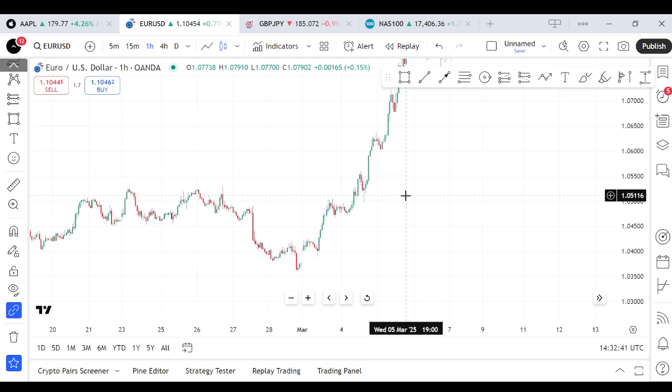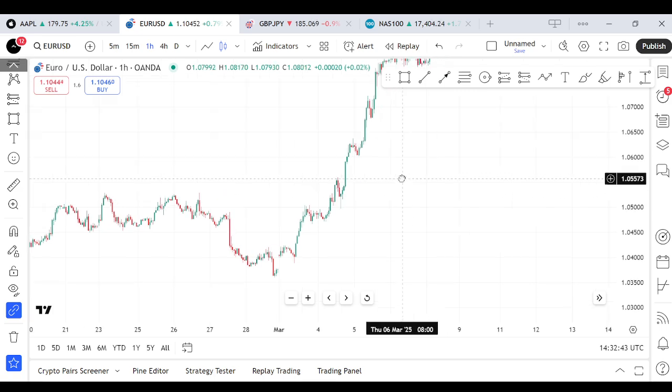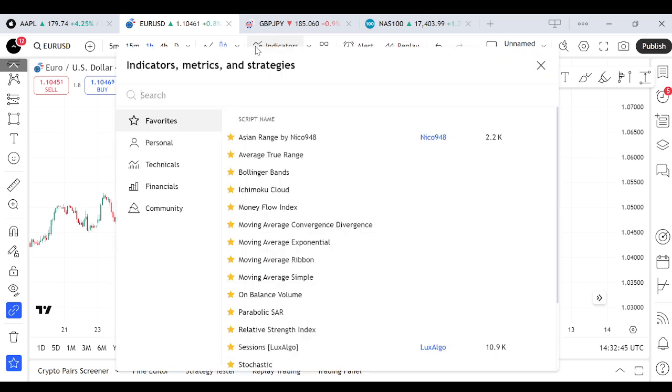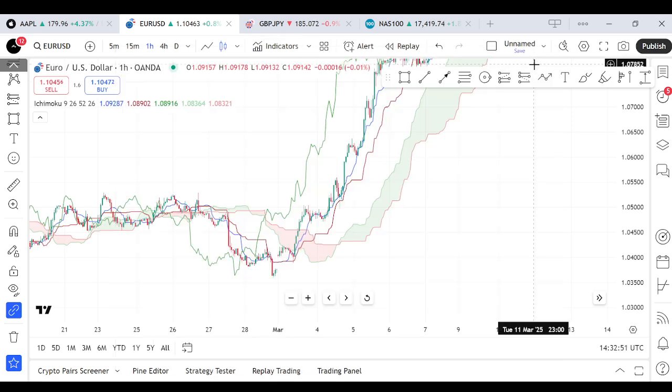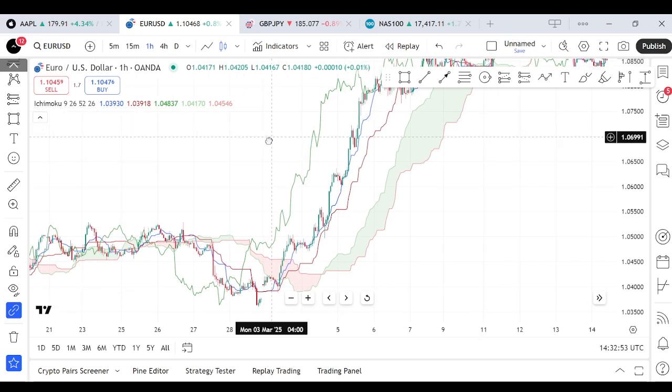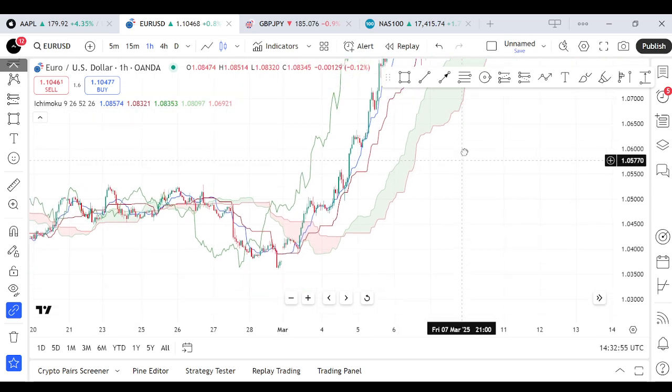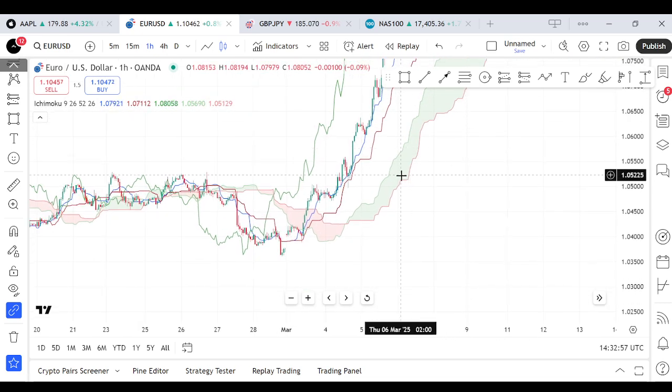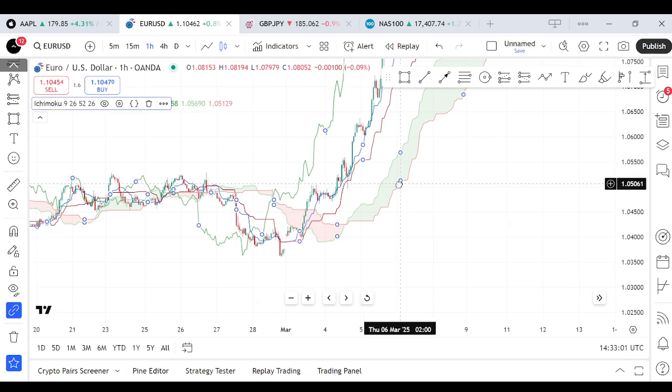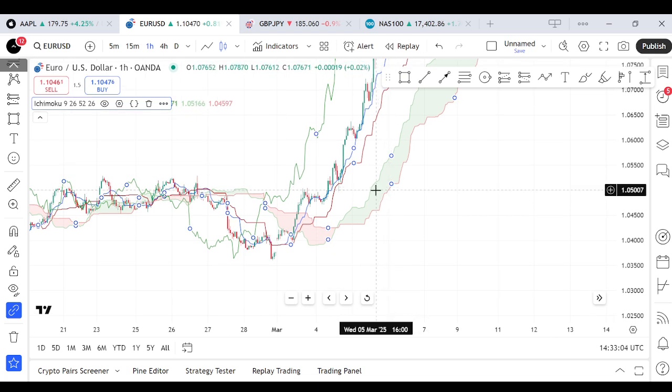First of all, we'll start with what is the Ichimoku Day Trading Strategy. But before we get to that, I'll have to add the indicator Ichimoku Cloud. Now we're talking about day trading, so we are on the 1 hour time frame on Euro USD. The Ichimoku Day Trading Strategy is built around the Ichimoku Cloud, a technical indicator designed to give you a complete view of market conditions in a single glance.